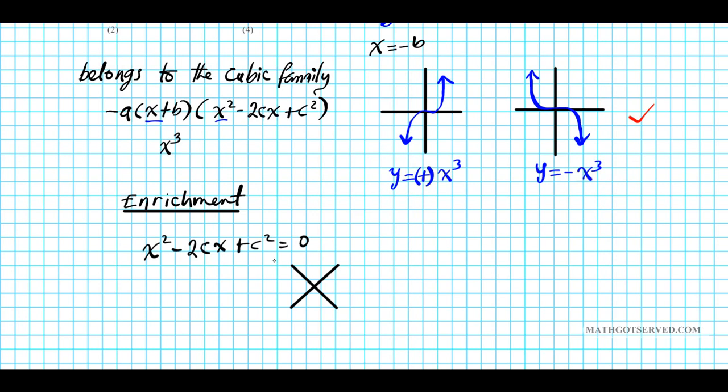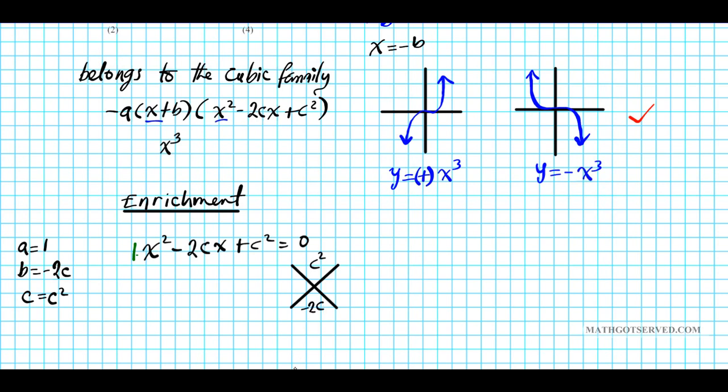So in this polynomial, this really looks complicated. We need a, b, and c, so we can factor using the AC method. For this polynomial, the coefficient of x squared is a, so a is 1. B is negative 2c, and c is c squared. So AC goes on top, AC is c squared, and B goes on the bottom, negative 2c.